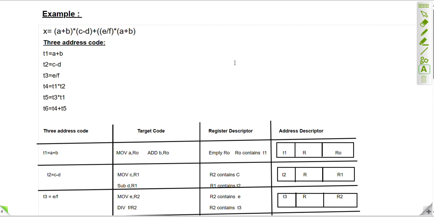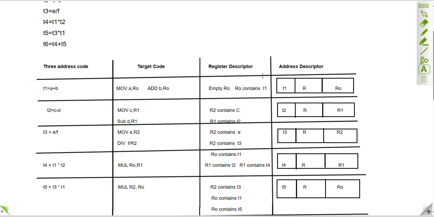First, what we need to do is write a three address code for the given instruction. Here I have used six temporary variables. In T1 I am storing a plus b. In T2, I'm storing c minus d, and in T3, I'm storing e by f. Now in T4, I'm multiplying both T1 and T2, and in T5, I'm multiplying T1 and T3. In the last, the resultant is stored in T6, which is T4 plus T5.